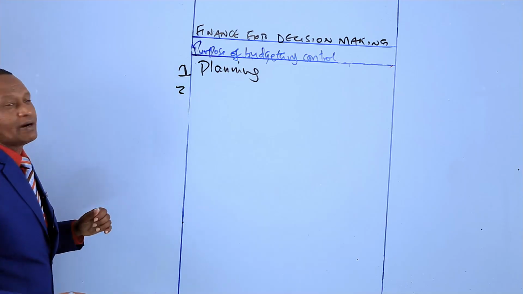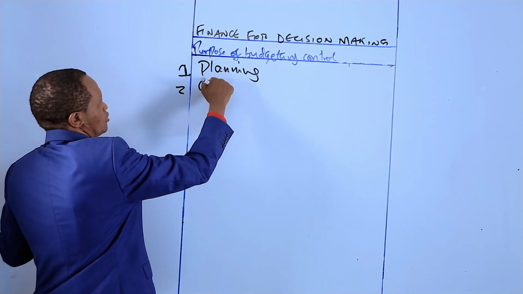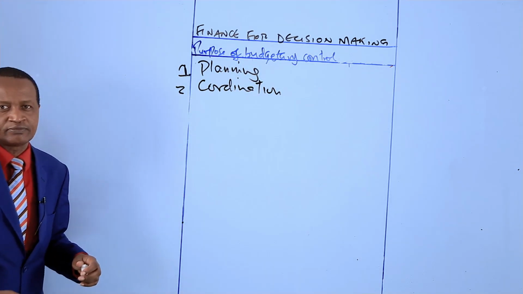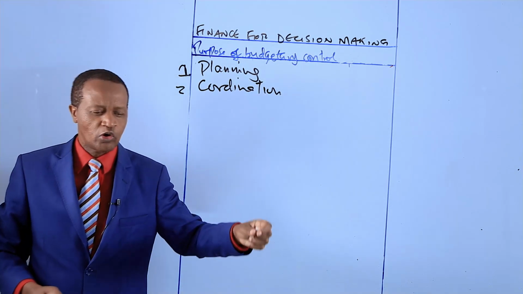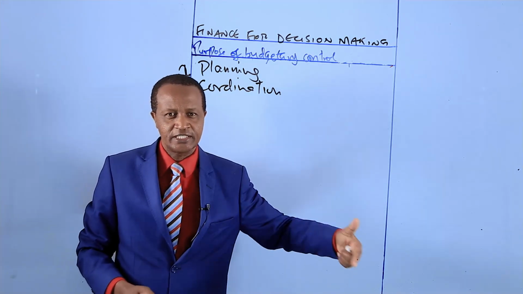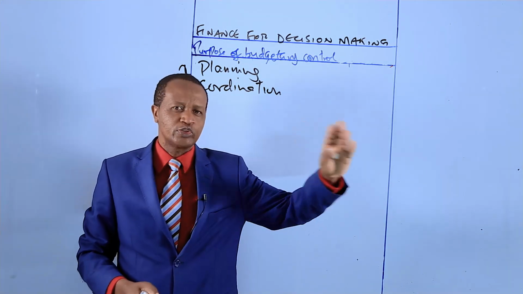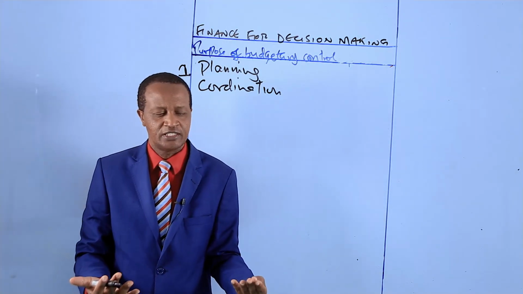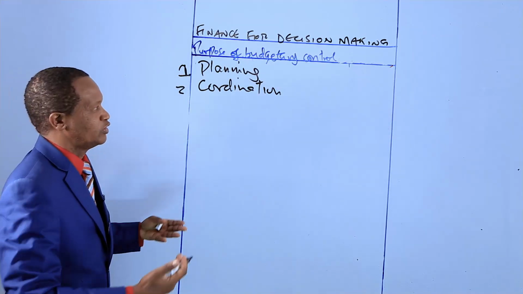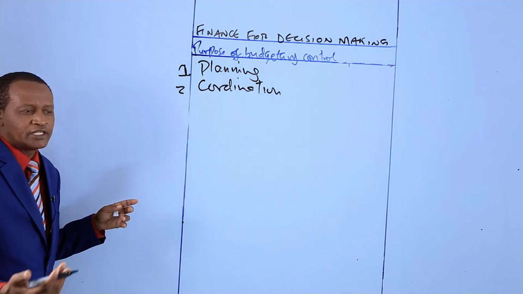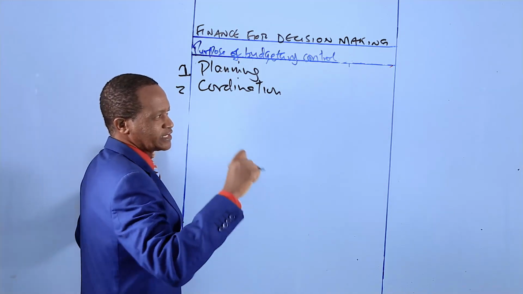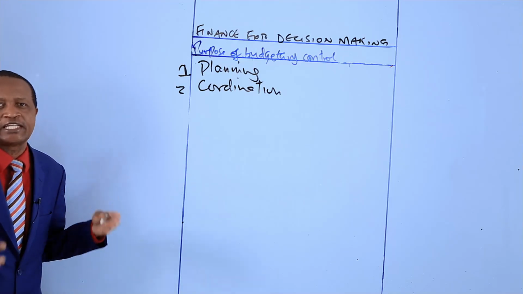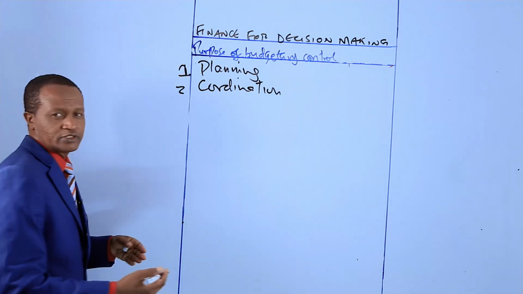The second purpose is coordination. From the word coordinate. That means ensuring that the activities of all departments like sales, purchasing, production, finance, all those departments are synchronized and they work towards the achievement of the organizational goals. The departments must work towards achieving same organizational goals, and that is what budgetary control does. It helps in coordinating all those functions.